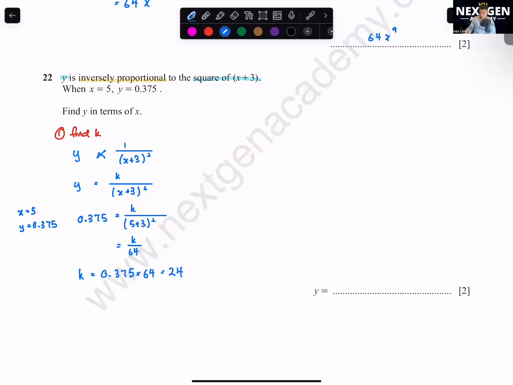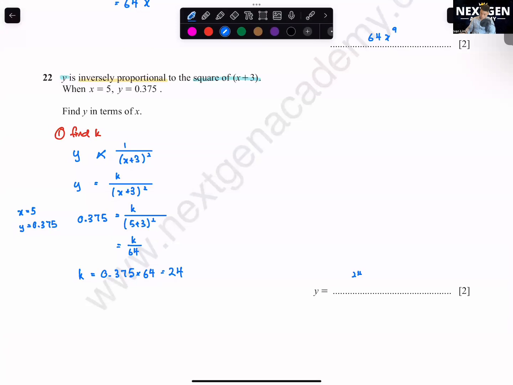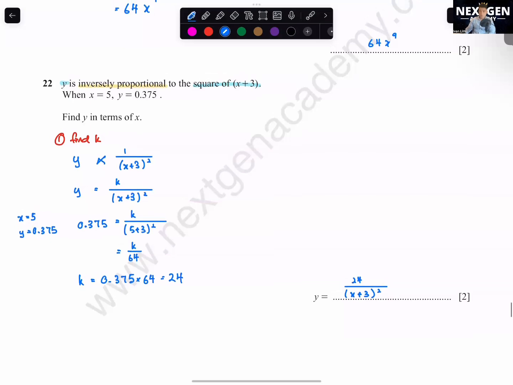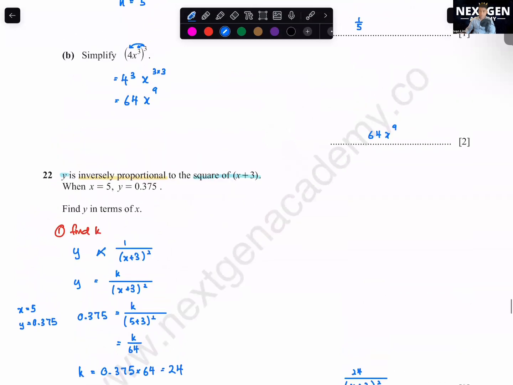Normally they will continue on by asking you to find x when y, or find y when x equals 20. But this one they just ask you to find y already. So you just need to find your k value first. So k, we substitute it in, will be 24 over (x plus 3) squared. 21a, 1 over 5. Answer is 1 over 5.